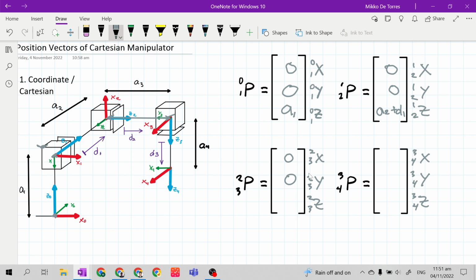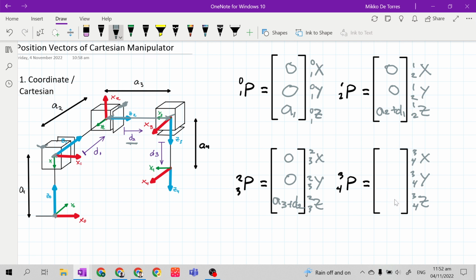So along the z sub 2 axis, we have a sub 3. And because frame 2 is a prismatic joint, it has a joint variable d. So we will add the joint variable: a3 plus d2. So this is the position vector of frame 3 relative to frame 2, or P23.